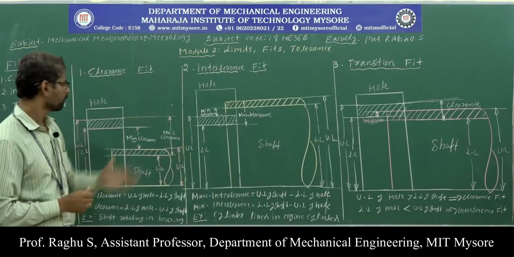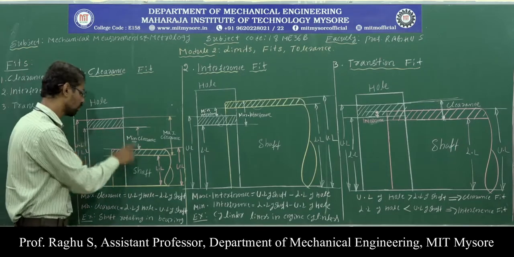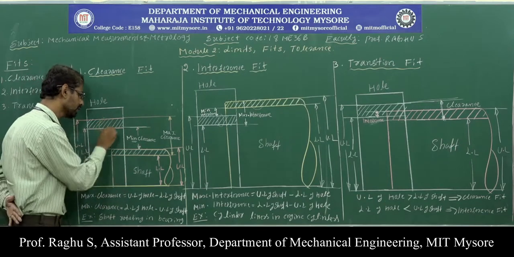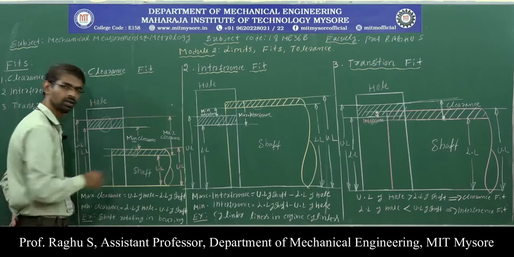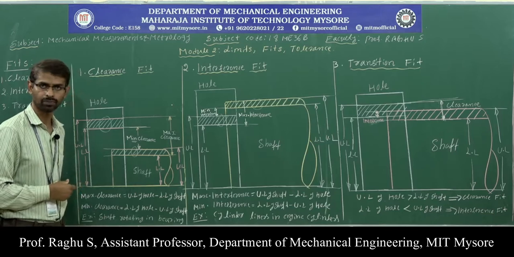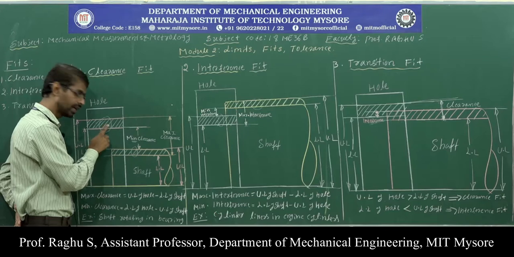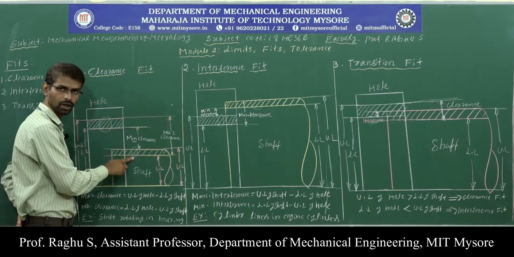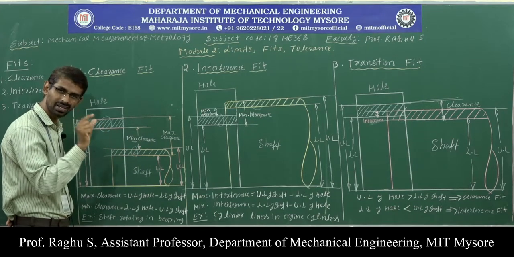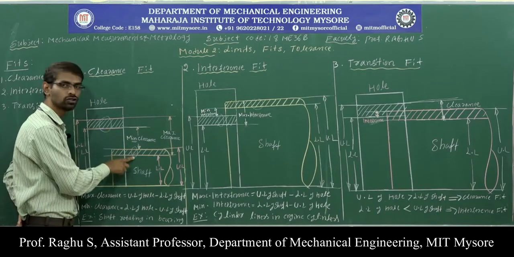Now from this diagram we can observe one more point. Observe here, in the case of clearance fit, this is the hole tolerance and this is the shaft tolerance. Which one is higher, hole tolerance or shaft tolerance? In case of clearance fit, hole tolerance is higher than the shaft tolerance. That means to obtain a clearance between shaft and hole, the hole tolerance must be greater than the shaft tolerance.